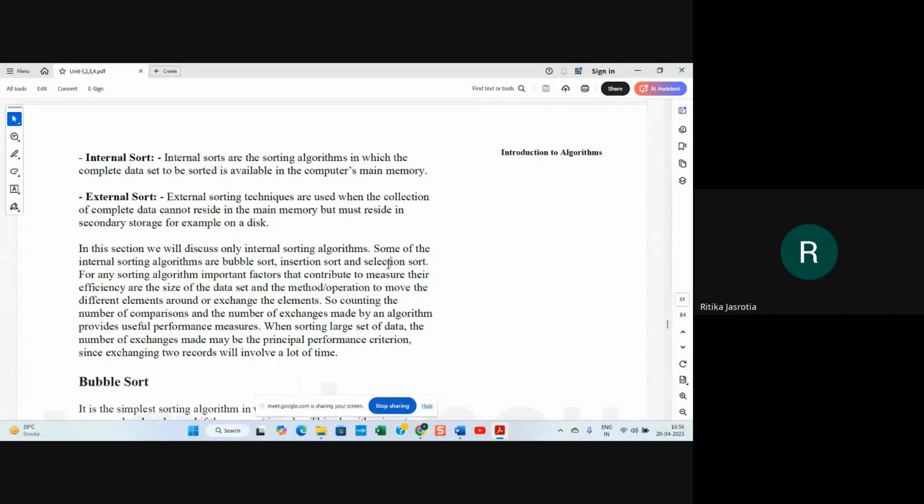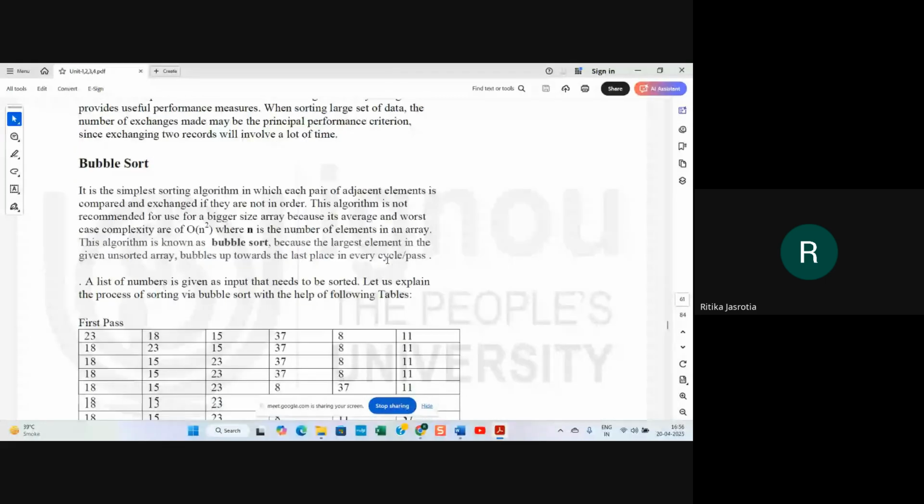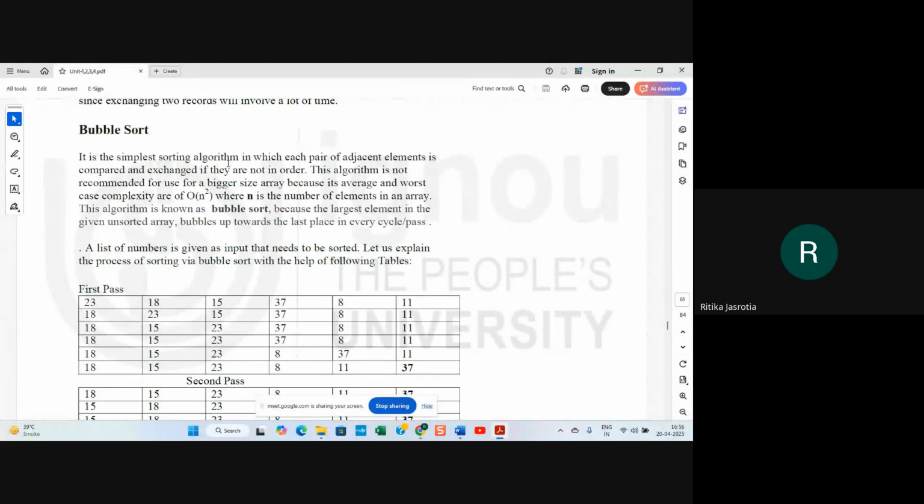So they are talking about the internal sorting algorithms. Bubble sort is the simplest sorting algorithm, in which each pair of adjacent elements is compared and exchanged if they are not in order. This algorithm is not recommended for a bigger size array, because its average and worst case complexity are O(n square), where n is the number of elements in an array.